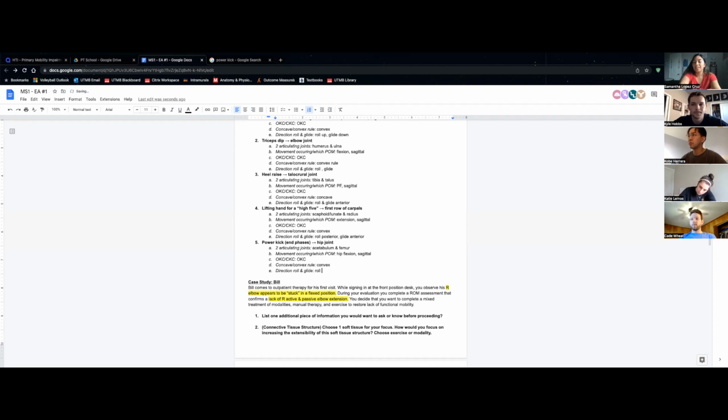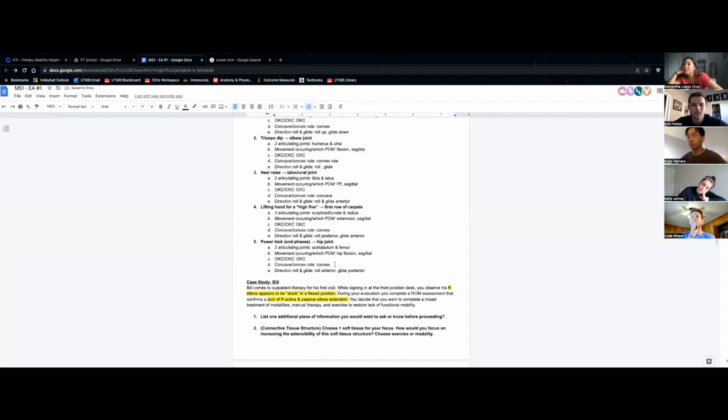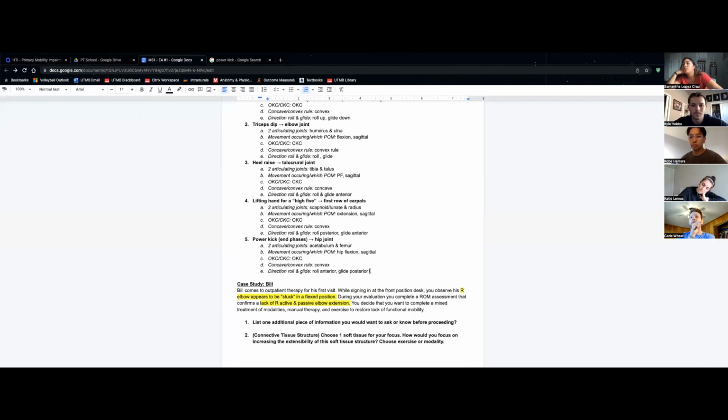Am I doing that? Is it anterior, posterior? Yeah, roll anterior, glide posterior. I feel like I struggle with the roll and glide part because I know that the roll follows the bony shaft, and then if it's convex, the glide is opposite, and if it's concave, the glide is the same. But it's just like, how do you? That's the most confusing part for me, for sure.